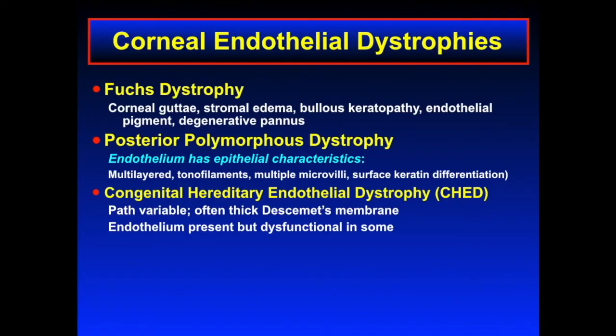Endothelial dystrophies: Fuchs dystrophy is the most common dystrophy by far. We typically see several cases a week in the laboratory. They're now treated with Descemet stripping endothelial keratoplasty, or DSEK or DMEK. Posterior polymorphous dystrophy we'll talk about, and then we have CHED.